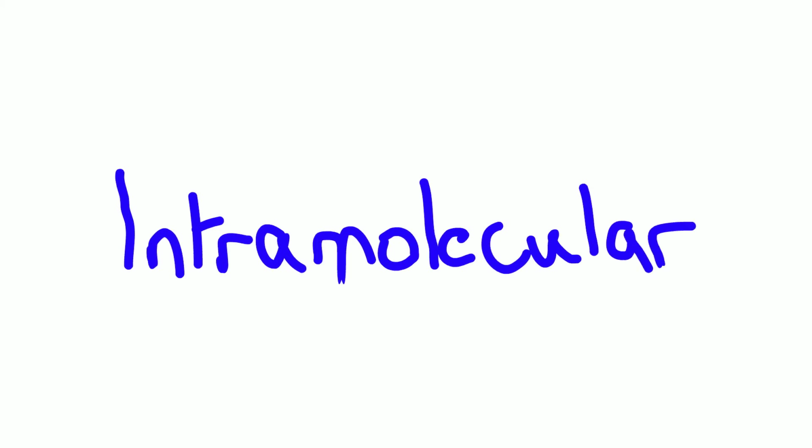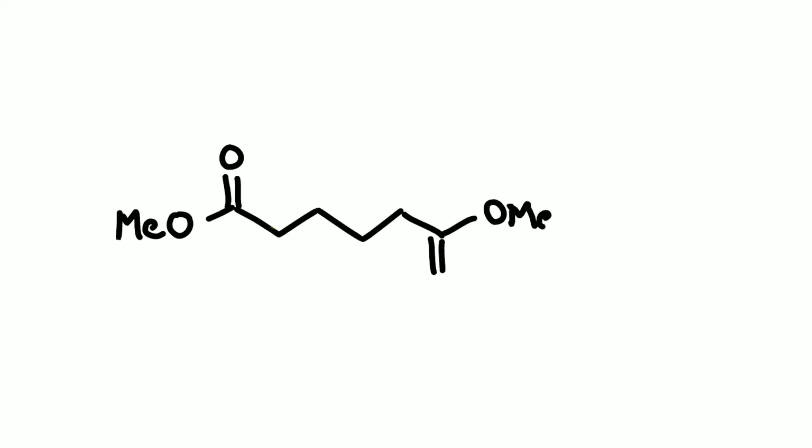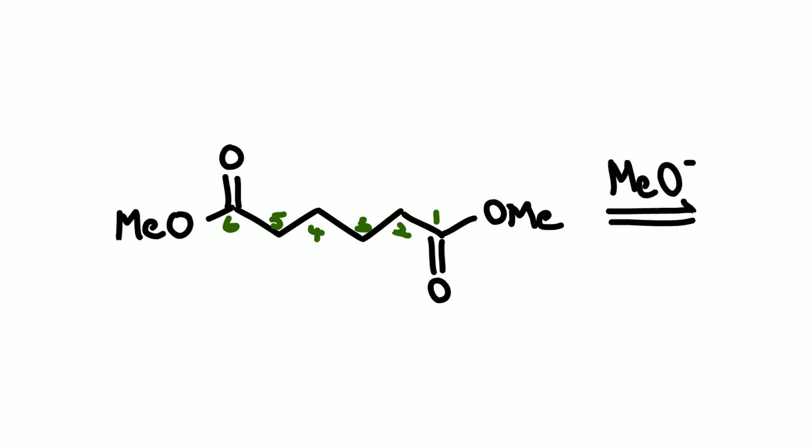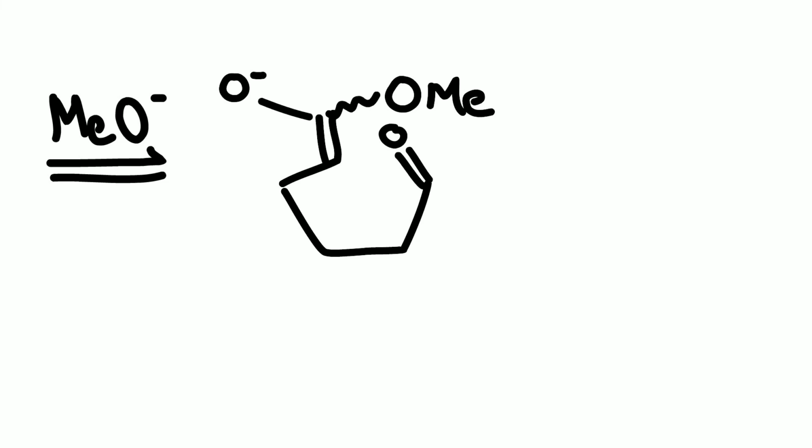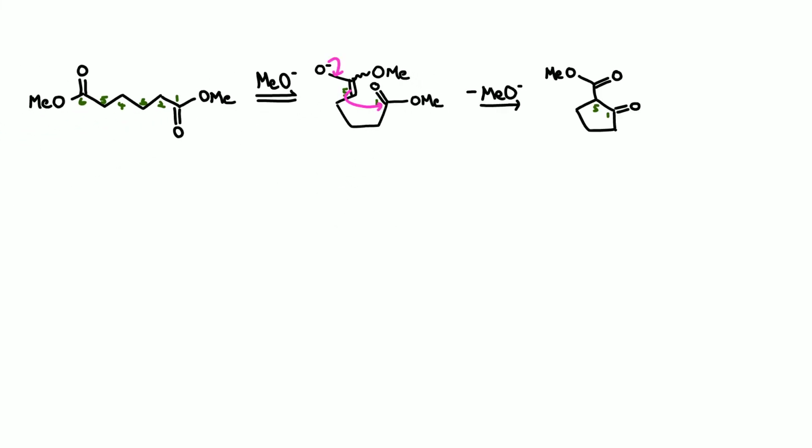Intramolecular condensations of enolates with esters is an important basis for cyclization reactions. It helps to number the carbons between the two carbonyl groups. So in this case, the enolate formed at C5 will react with the carbonyl C1 to form a 5-membered ring.